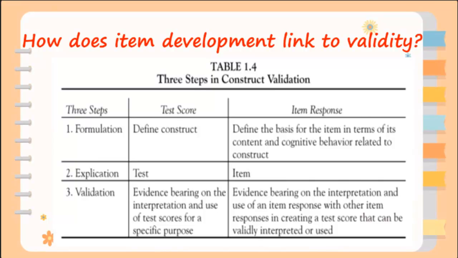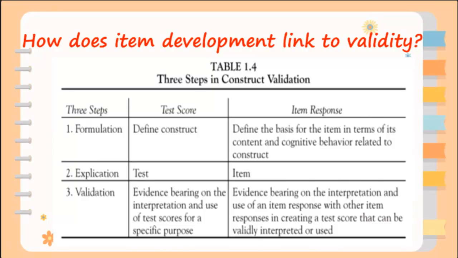According to Cronbach in 1971, the three essential sequential steps in validation are formulation, explication, and validation. Here are the three steps. The first two steps are part of the process leading to the creation of a test. And the last one, validation, is a process that involves collecting the validity evidence supporting the interpretation that gives a test score.